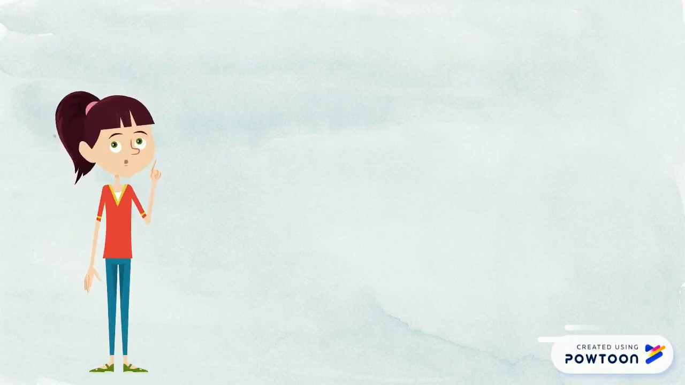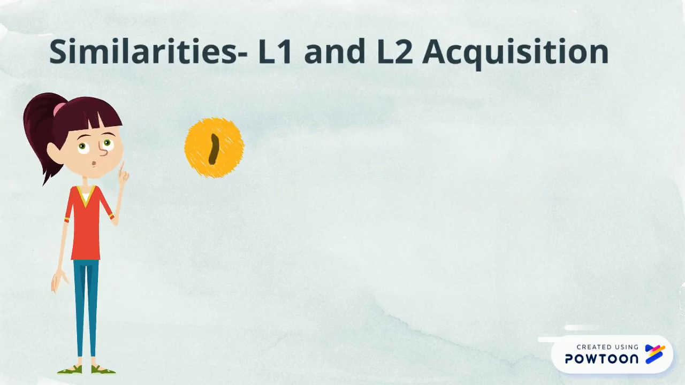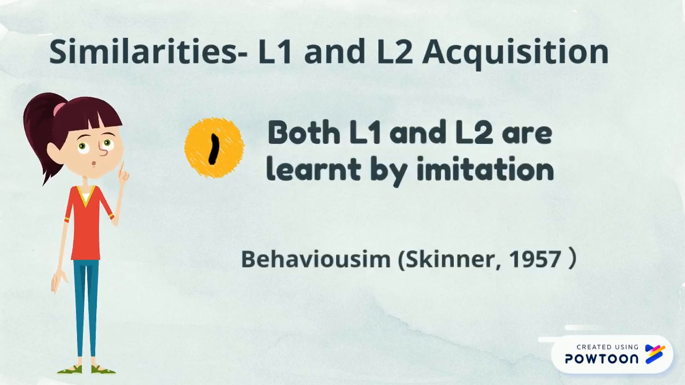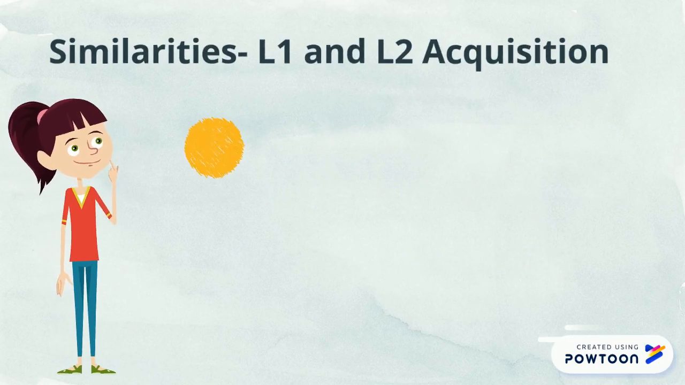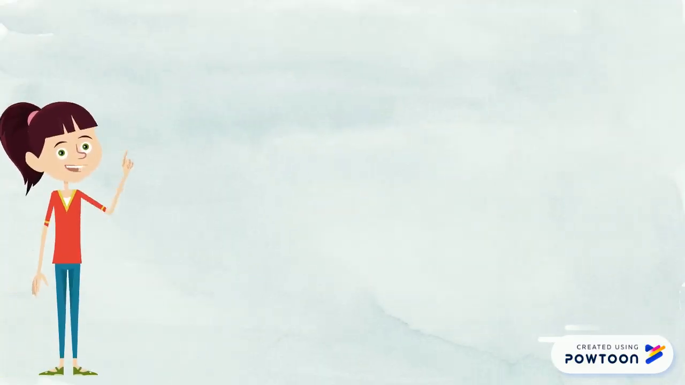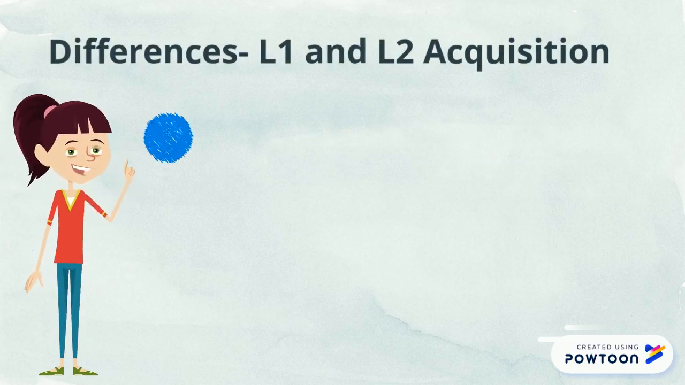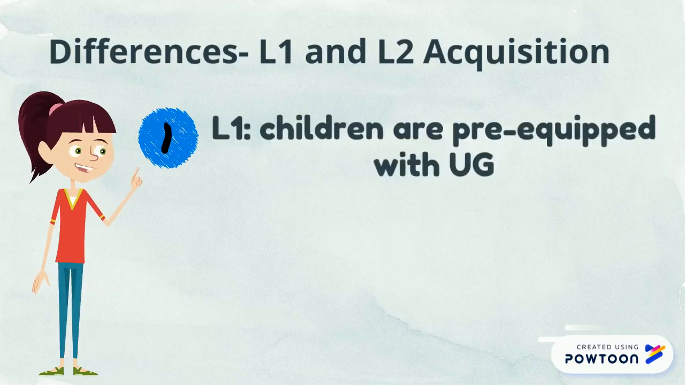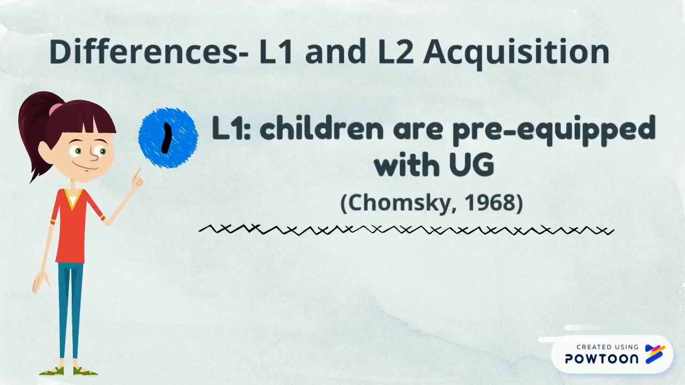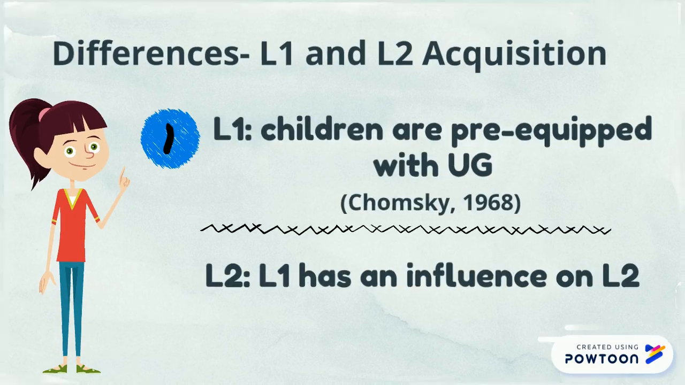Next, I would like to talk about the similarities and differences between first and second language acquisition. First, both first language and second language are learned by imitation. Second, both first language and second language have predictable stages. There are also some differences between first and second language acquisition. For first language, children are pre-equipped with universal grammar. For second language, the first language has an influence on the second language.